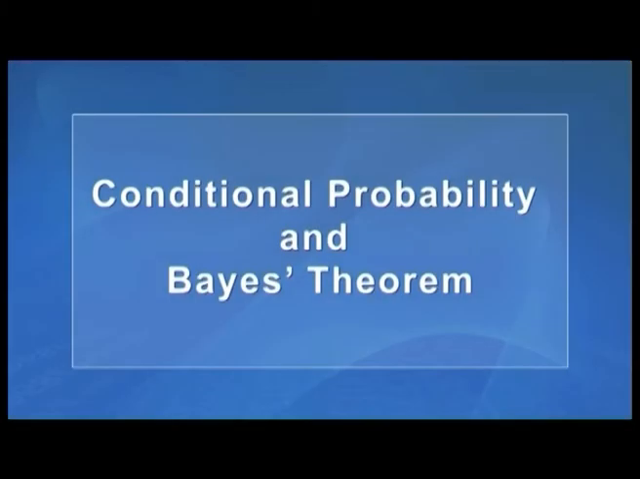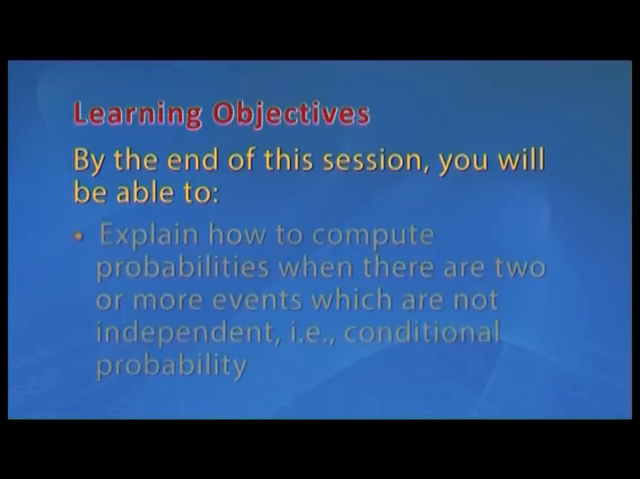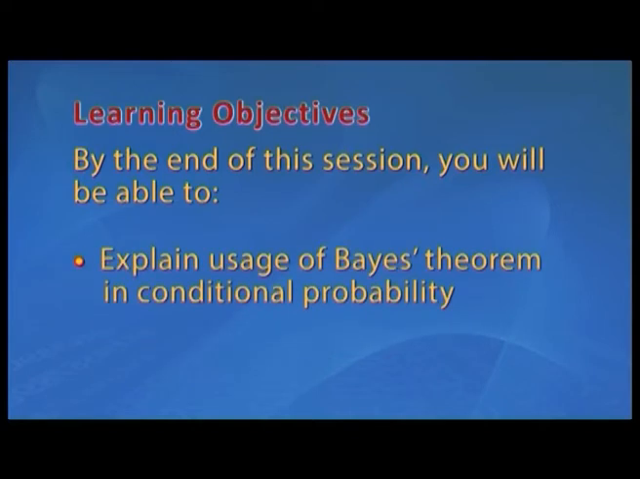Here we find the probabilities of more than one event which are dependent on each other using conditional probability and Bayes theorem. By the end of this session, you will be able to explain how to compute probabilities when there are two or more events which are not independent, which means conditional probability. You will also be able to explain the usage of Bayes theorem in conditional probability.